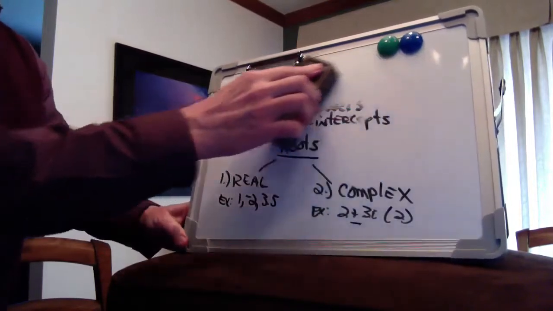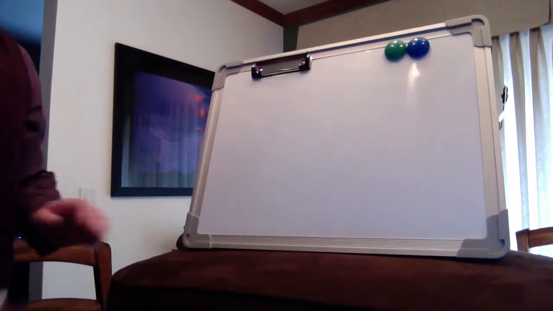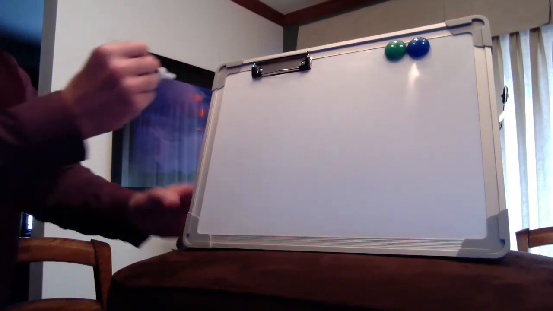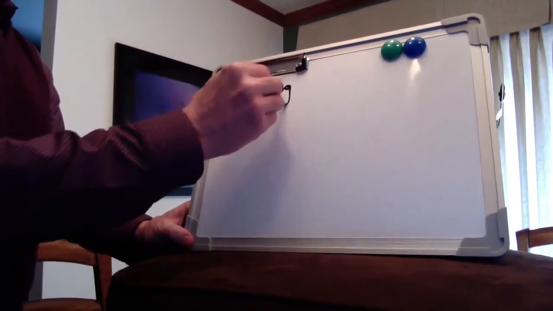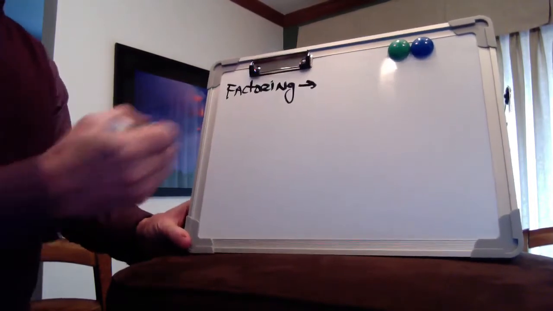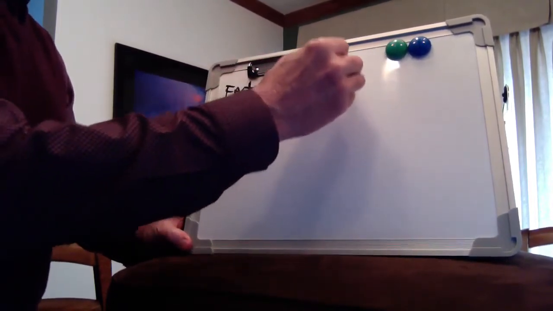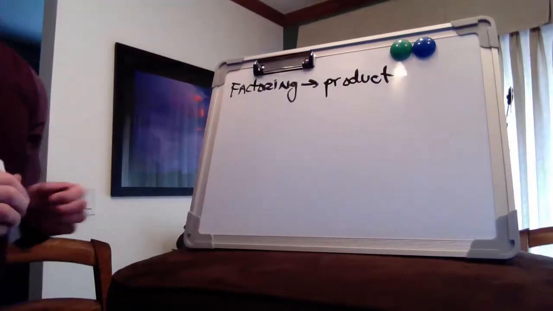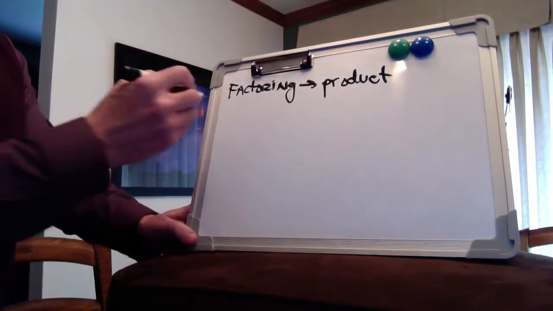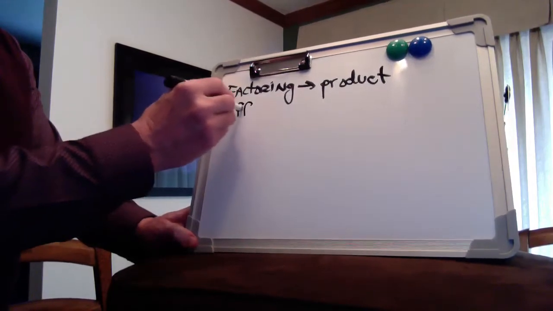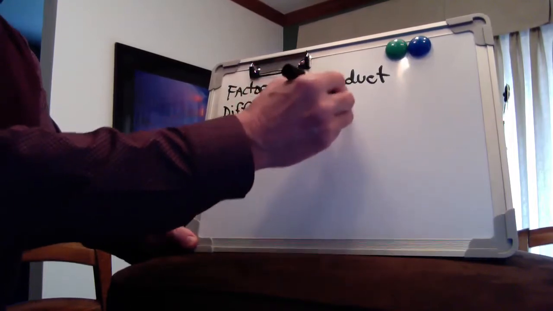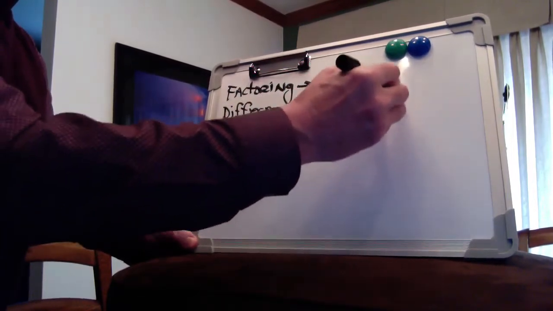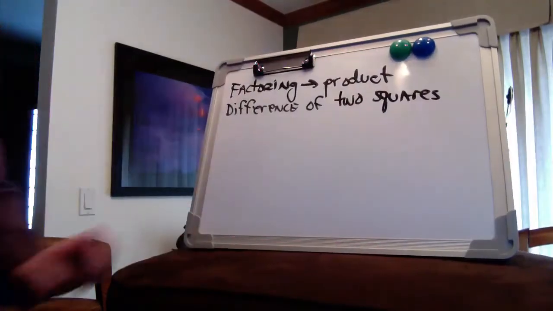Let me go back here. The following week, to finish off chapter 8, there's a section on factoring. Remember, factoring means to break something down into a product. The first type you probably already know. It's called the difference of 2 squares.